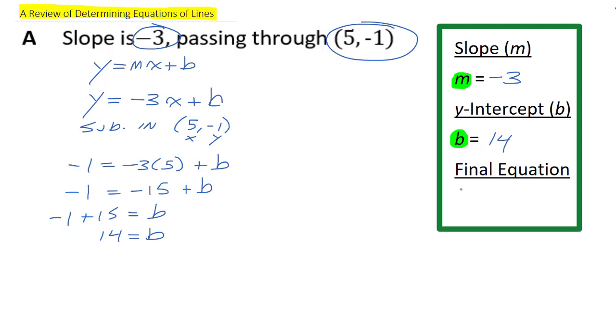So to write our final equation, we just take y equals mx plus b, and we're going to replace the m with the slope. We're going to replace the b with the y-intercept. So our final equation is y equals -3x plus 14. So there's your most simple basic finding equation, given slope and a point. All right, let's try another one.